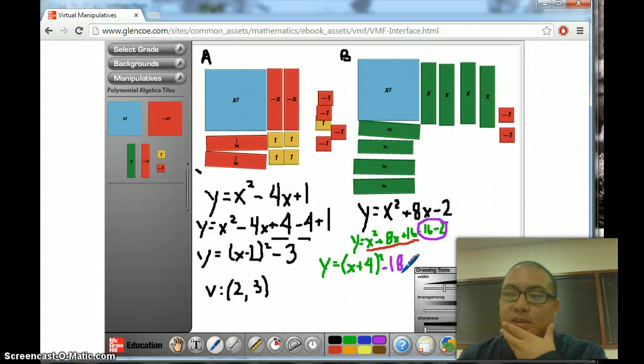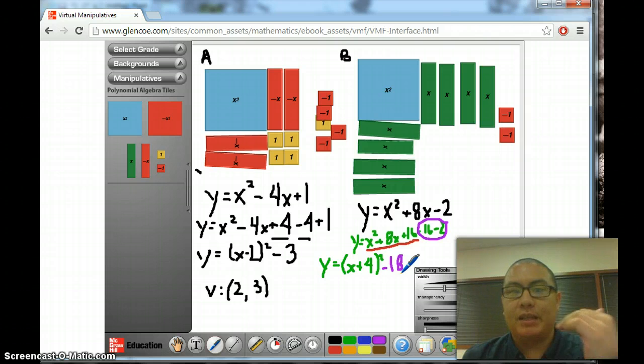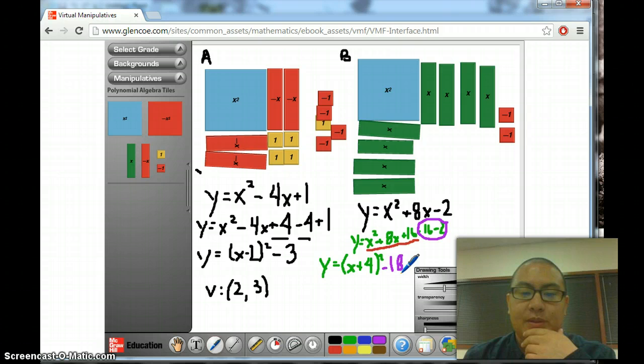Alright, so hopefully this was helpful. Send me an email if you guys are stuck. Completing the square is one of the harder concepts in Algebra 1, but once you get it, then it makes sense, and you can do a lot with completing the square. So hopefully this helps. I'll see you guys in class.